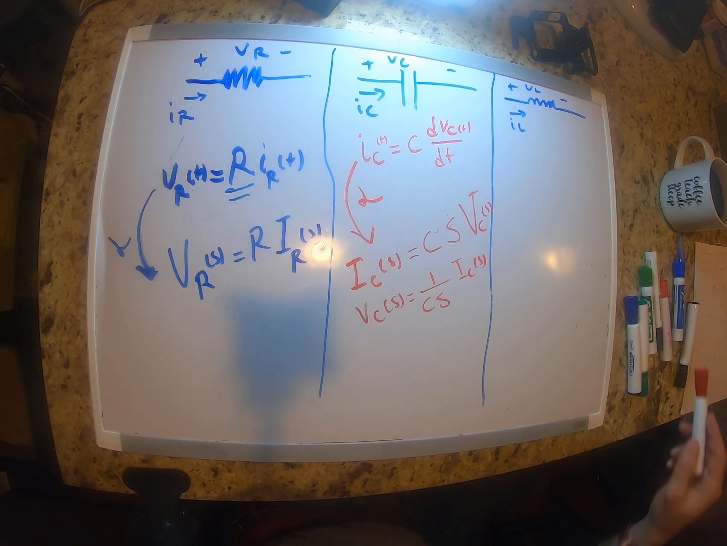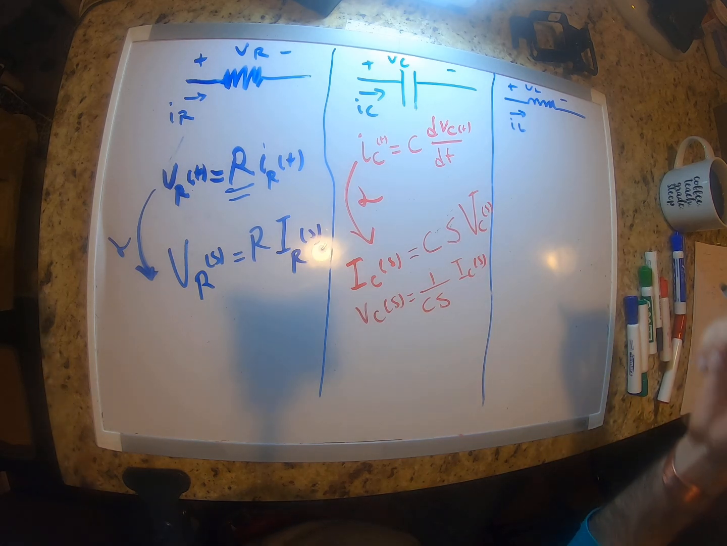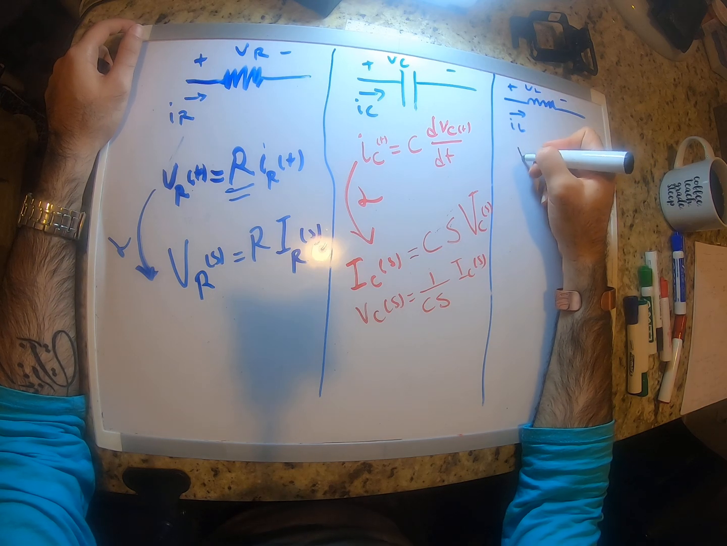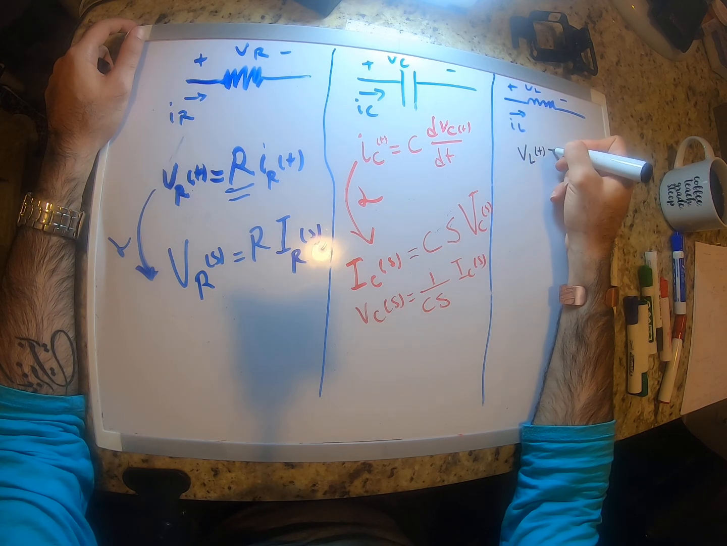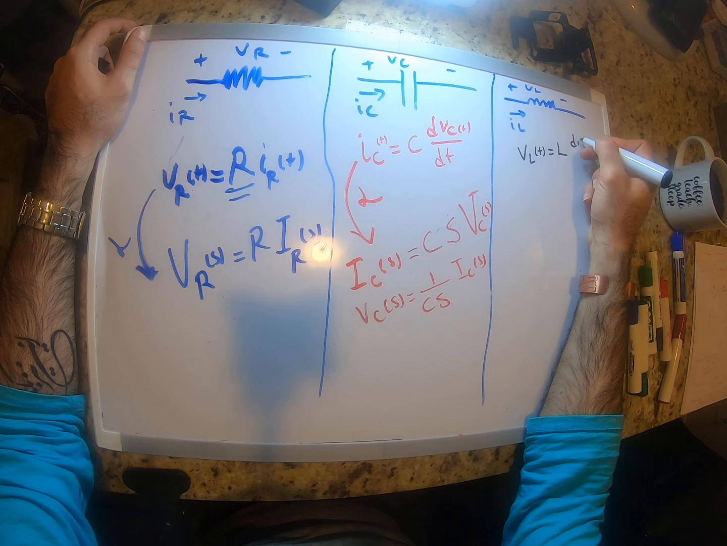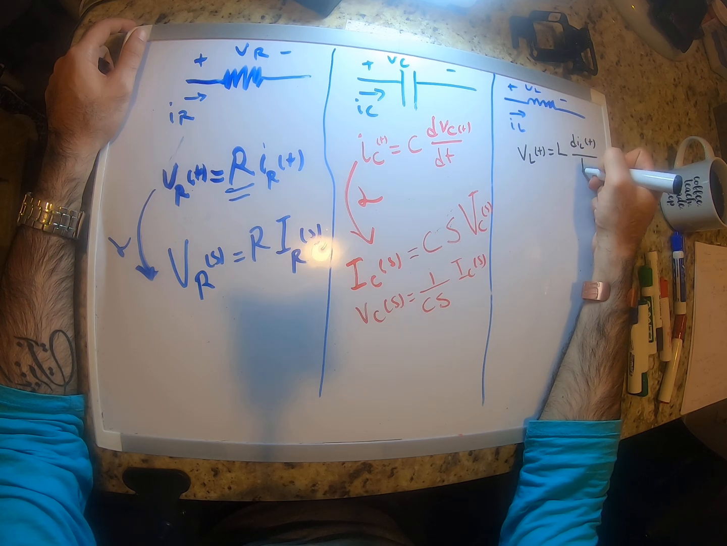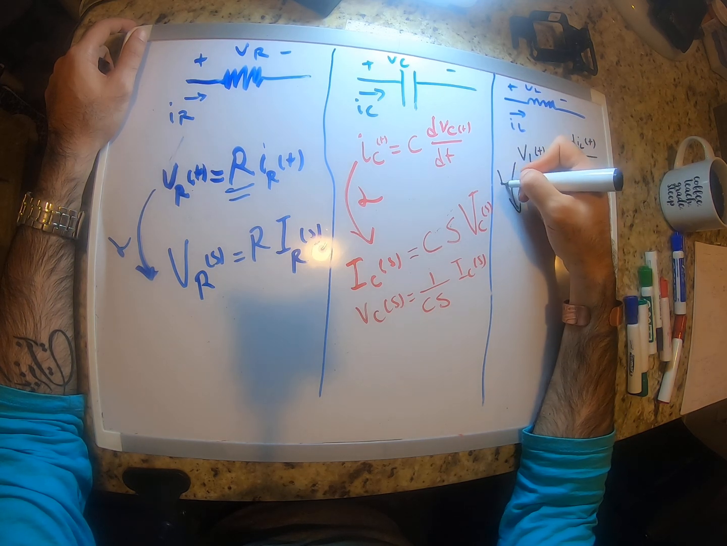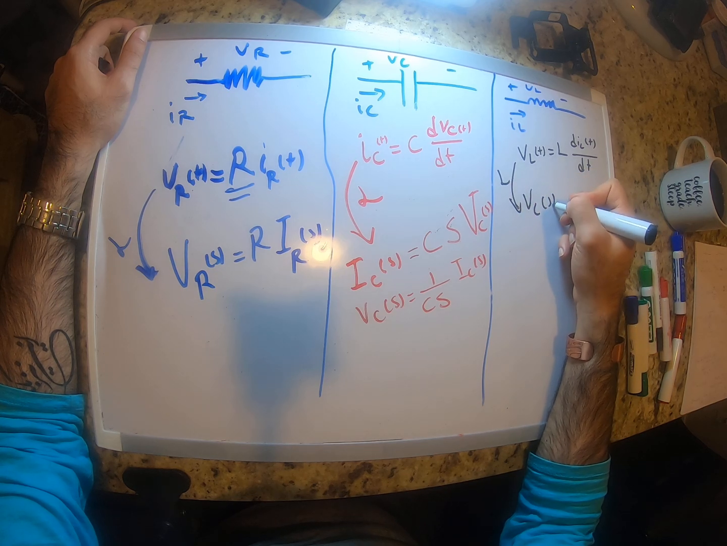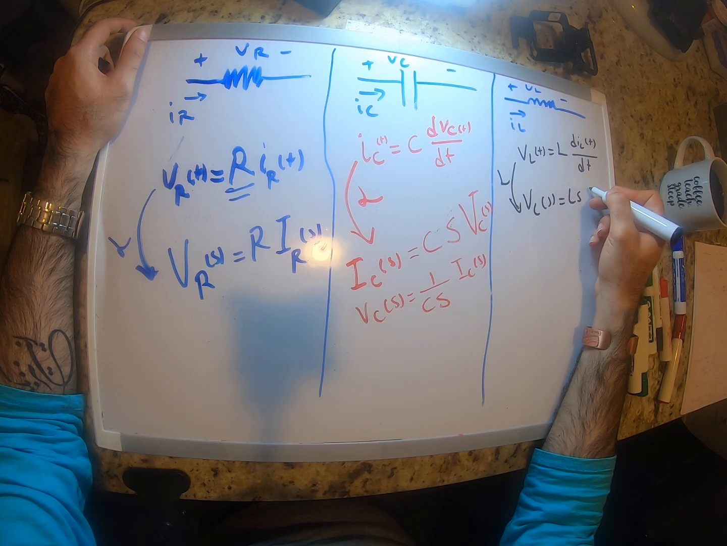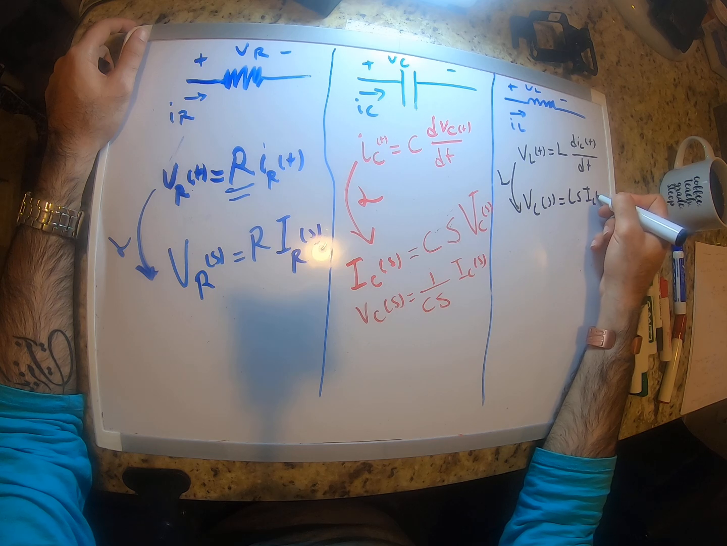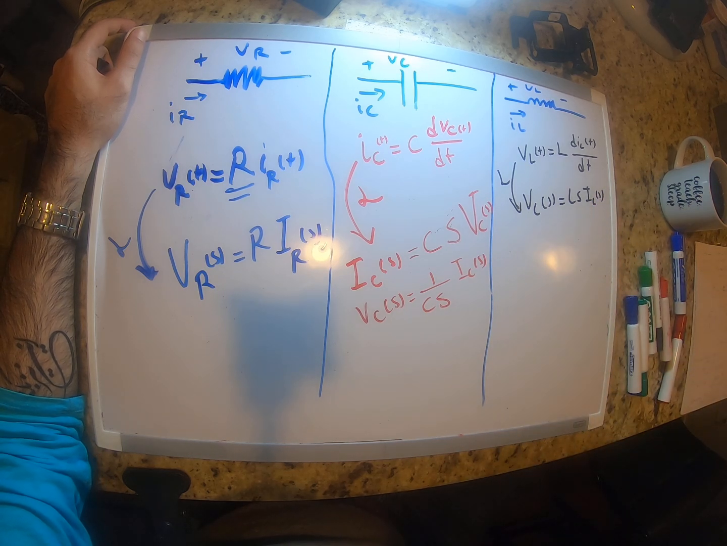And let's do the same thing for the inductor. V_L of t is equal to L dI_L of t over dt. Take the Laplace transform: V_L of s is equal to L s I_L of s. Okay.